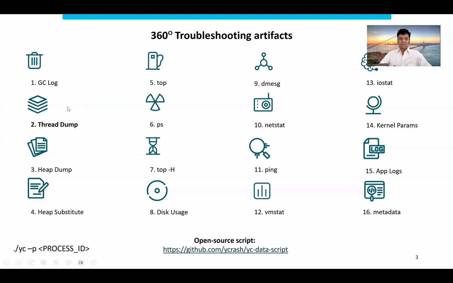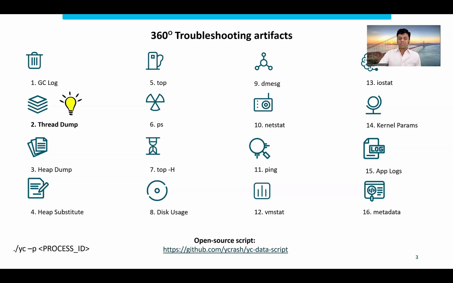It's capturing a GC log, thread dump, heap substitute, and also system level data like top, ps, disk usage, and also the kernel logs, the kernel parameters, and application log. It captures 360-degree data, so that we can equip ourselves with enough data to make the right decision. They triggered this on one of the JVM instances. And the data which helped them to solve the problem is the thread dump. This is what helped them save the day.